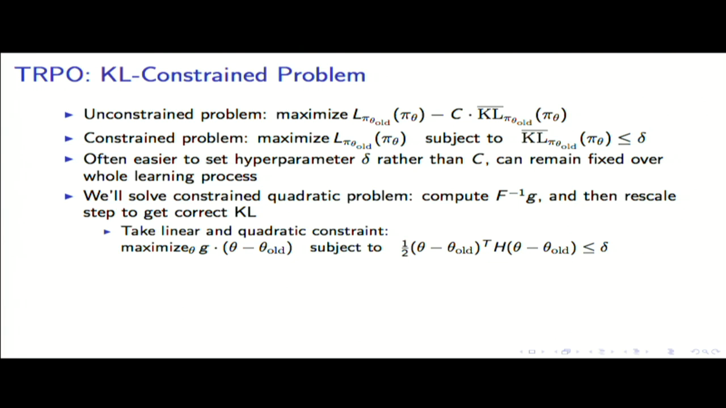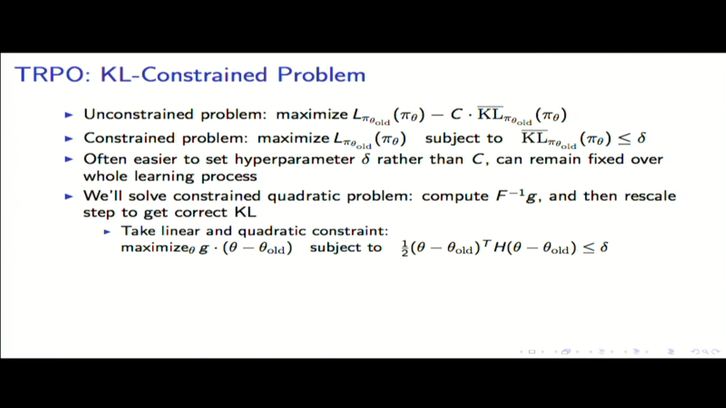Rather than setting this coefficient c, one way you can see that is that if you rescale the rewards, that's going to change the scale of the surrogate loss term L, but it's not going to affect the KL divergence. So the solution you get, or C, is going to depend on the scale of the rewards if you use the penalized formulation.